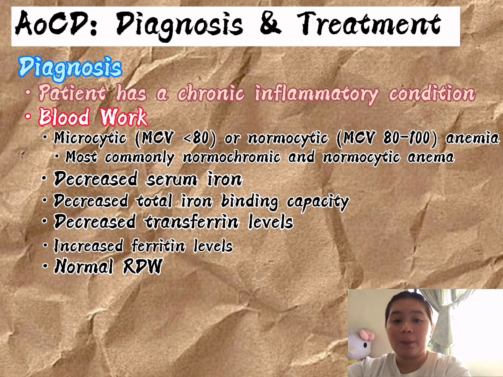Iron deficiency is going to be microcytic and hypochromic, with increased transferrin, increased total iron binding capacity, and decreased ferritin levels. But the big one that differentiates anemia of chronic disease from iron deficiency anemia is the ferritin level. In iron deficiency anemia, we're going to see low ferritin levels.